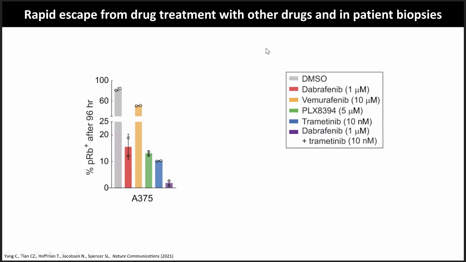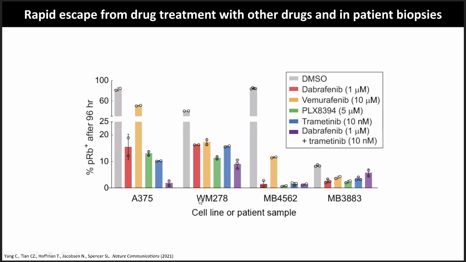So one last point is that this is not specific to A375 cells treated with dabrafenib. So here I'm showing you several other BRAF inhibitors in yellow and green, MEK inhibitor in blue, and even a combination dabrafenib and trametinib, which is used clinically to stave off drug resistance. And indeed, when we use the combination, we do see a reduced fraction of cells that are still cycling after 96 hours of treatment, but we cannot eliminate this population.